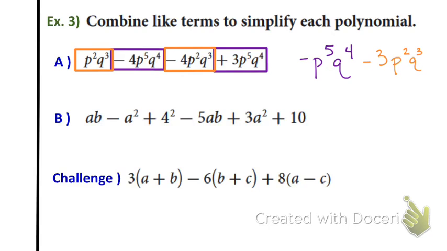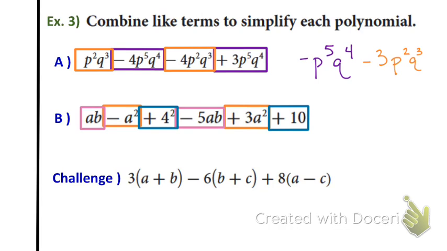I'm going to show you the like terms. So the largest exponent would be a negative a squared and plus 3a squared. Then ab and negative 5ab. And then plus 4 squared, simplify that exponent, get that into a number, and then combine it with your 10. And then try that challenge problem at the bottom.